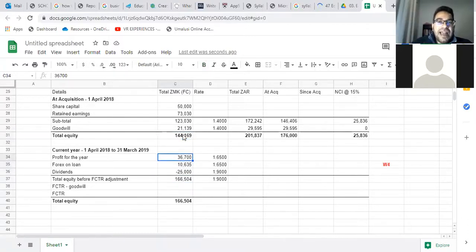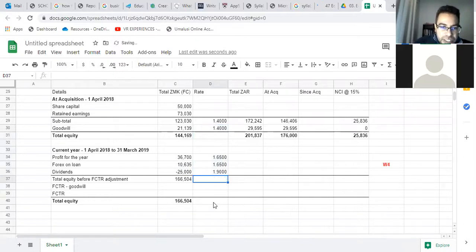Income statement line items are based on an average, and dividends are based on a particular date, and then we have a closing at a completely different rate. So because we're using different rates for different balances, we're going to end up with a balancing figure. That balancing figure is going to be your foreign currency translation reserve. Okay, so that's very important.